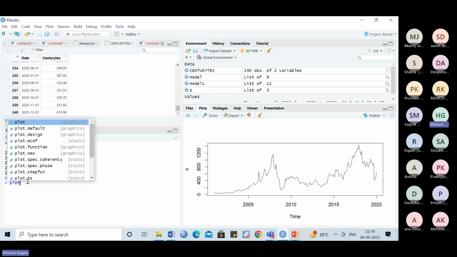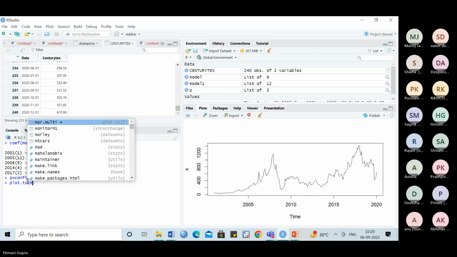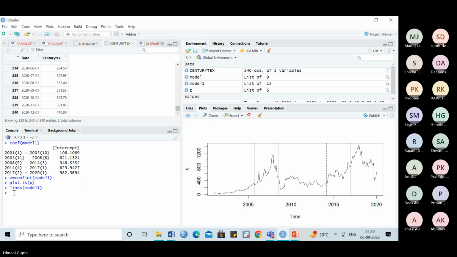And then I'm going to do plot.ts, and I'm going to make X, because I've given the first name to be X. It has made it. Now I'll make the lines. Now, are you able to observe the lines? It has shown me the breaks. Are you able to see this? Yes, ma'am.